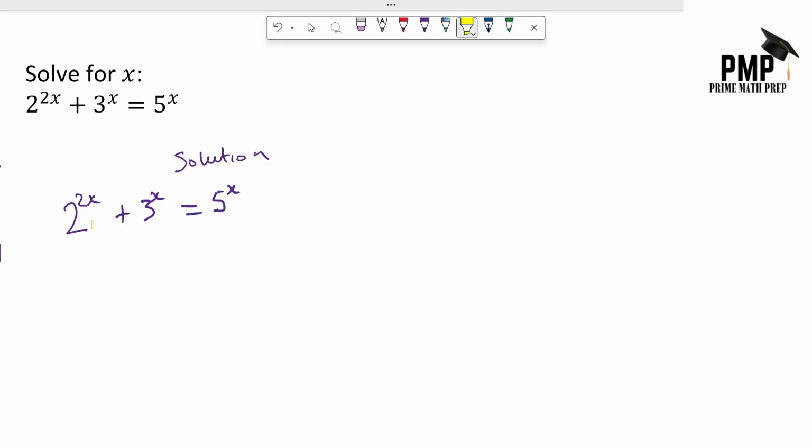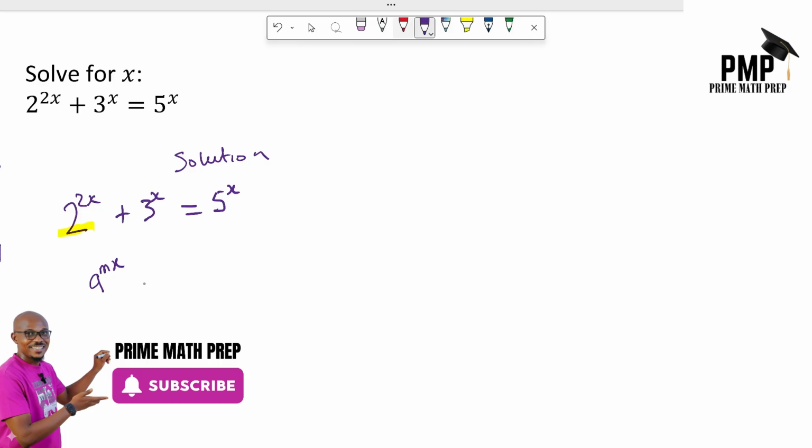You notice that we can simplify this further. We can break it down using our exponent rule. We know that if we are given a to the power of mx, we can rewrite this as a to the power of m, all in brackets, raised to the power of x, the law of exponents.